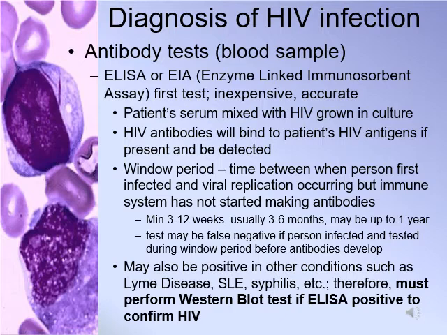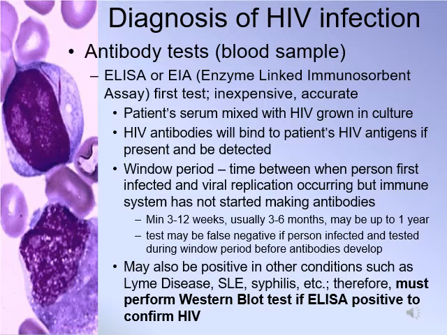Now, the window period is really important because there's a time period when a person is first infected and viral replication occurs, but the immune system hasn't started making the antibodies quite yet. So a minimum of 3 to 12 weeks, but usually 3 to 6 months. Again, maybe up to a year.